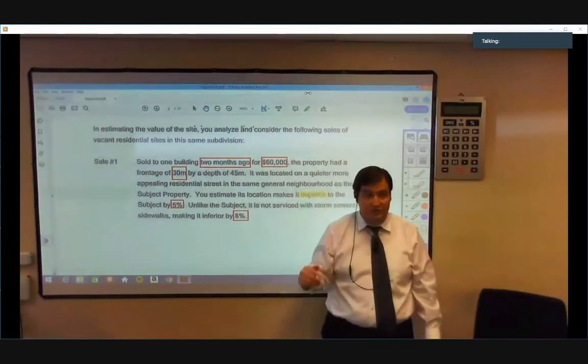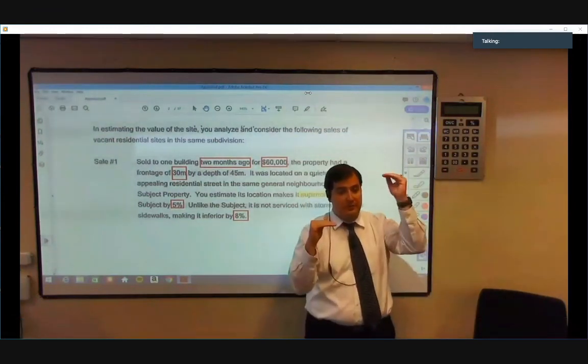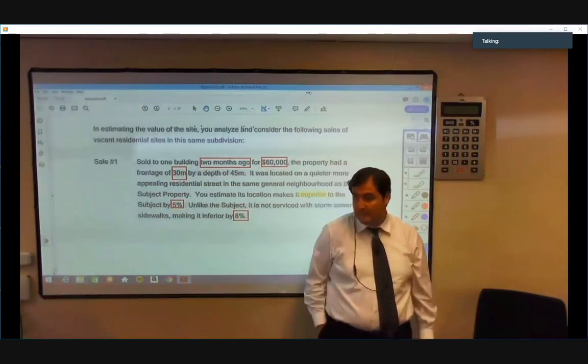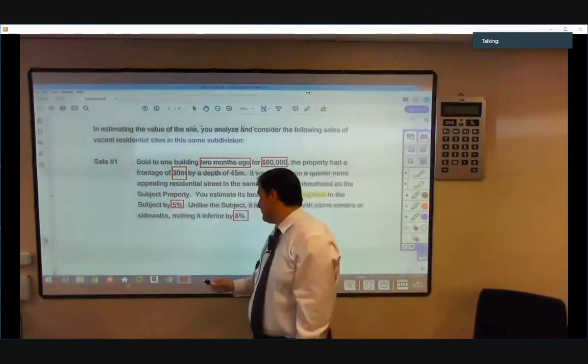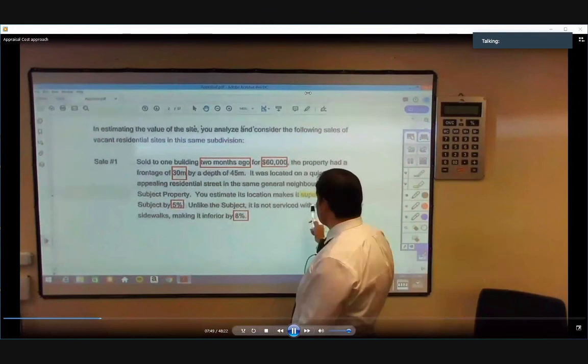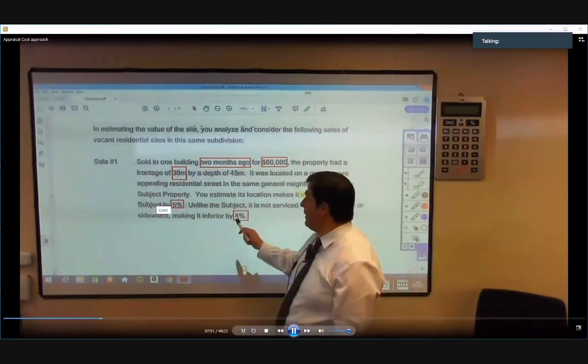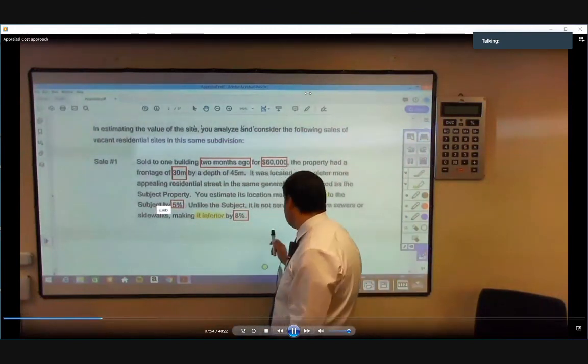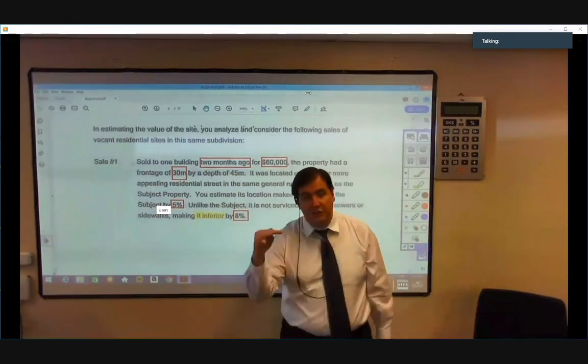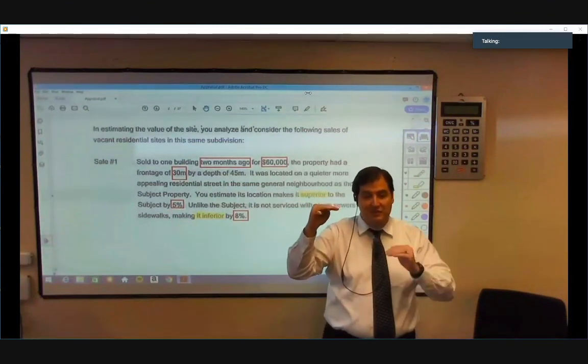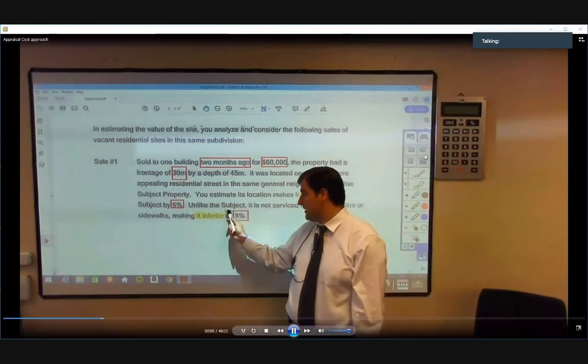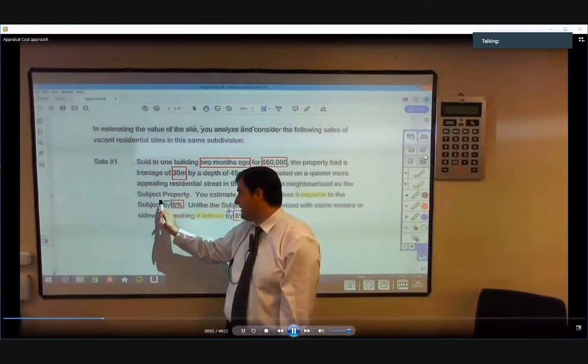So they say this is superior to your subject. So this is my subject. This is superior, 5%, I have to minus. So this is going to be minus 5%. Then this one, they say, is inferior. So minus here, this is less. Less is more. So this is going to be plus 8%, minus 5%.